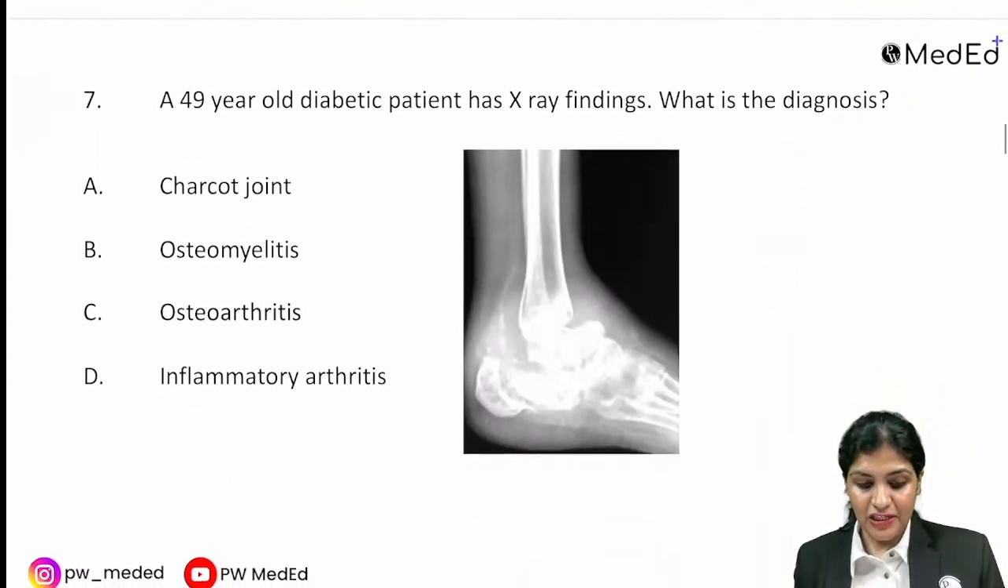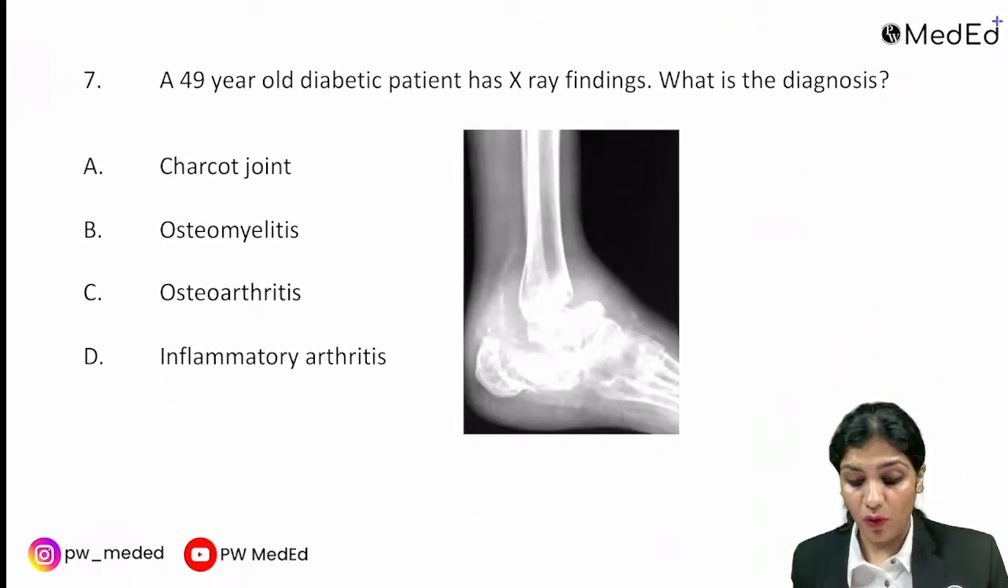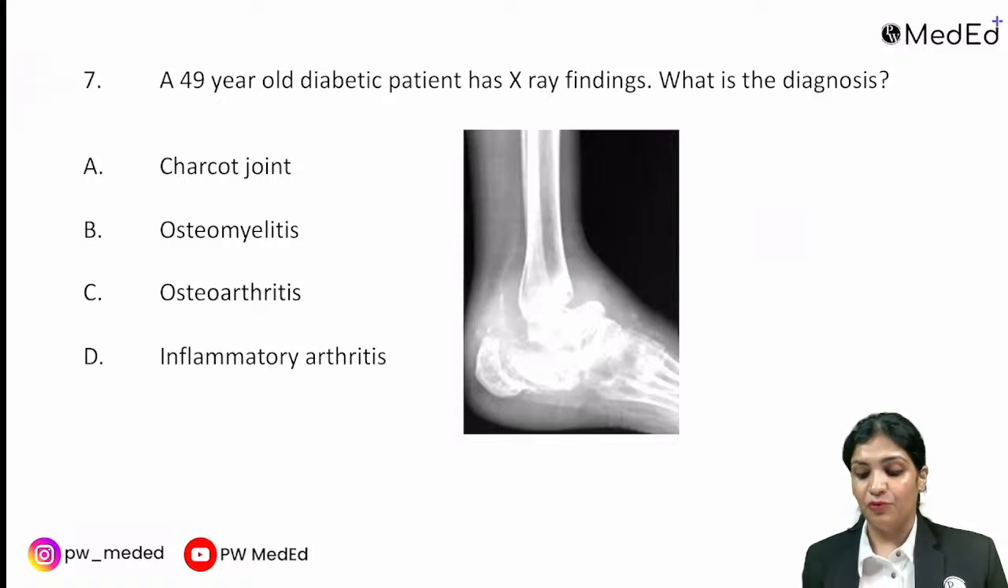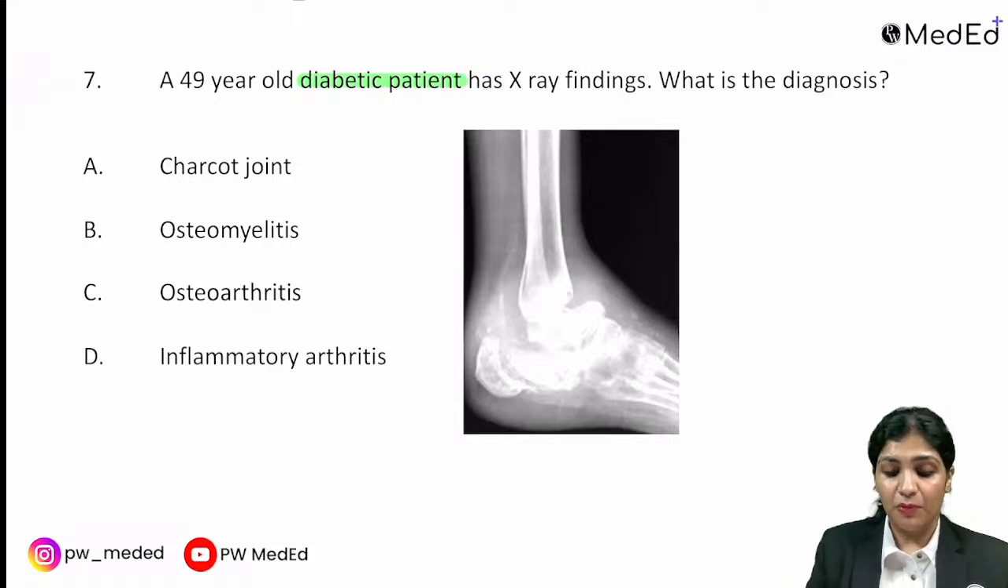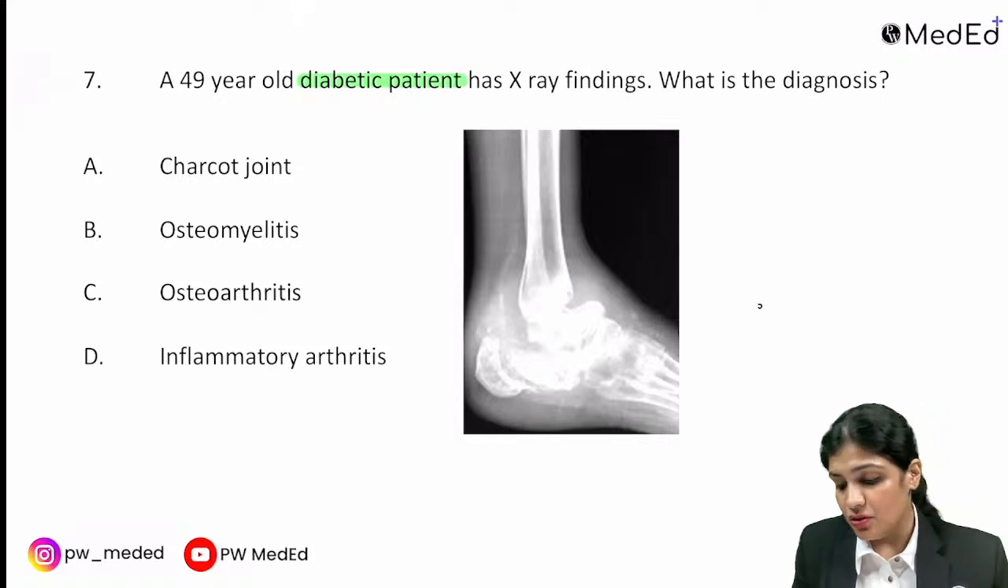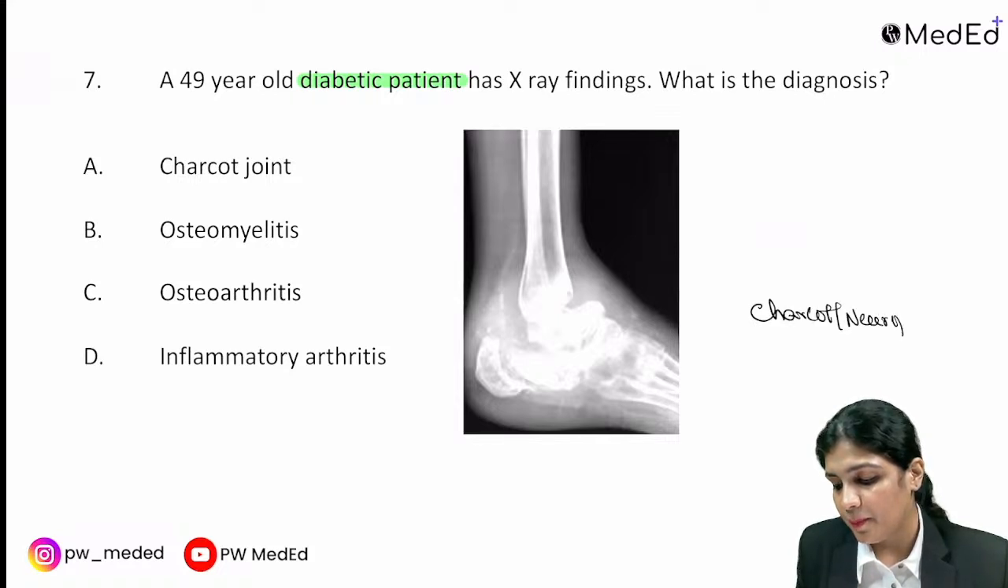Let's go to the next question: a 49-year-old diabetic patient has the following X-ray findings. What is the diagnosis? As soon as you see a diabetic patient, you have to always think of one type of joint in your head, that is Charcot's or the neuropathic joint. So what are these Charcot's or neuropathic joints?